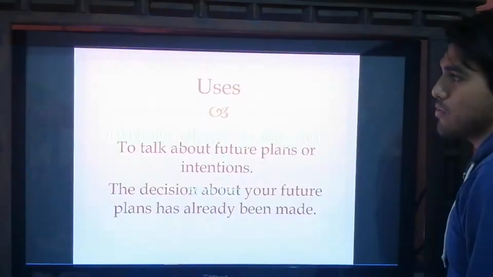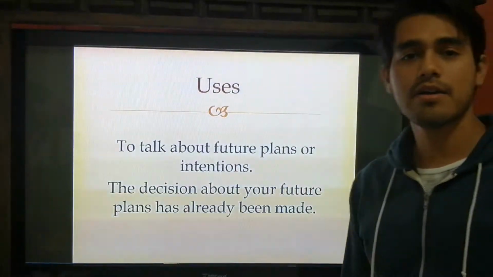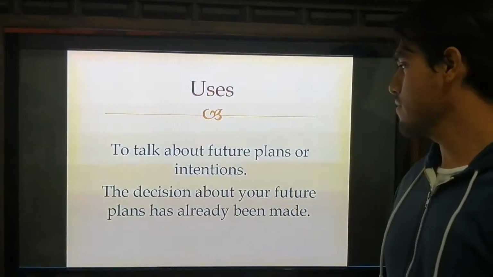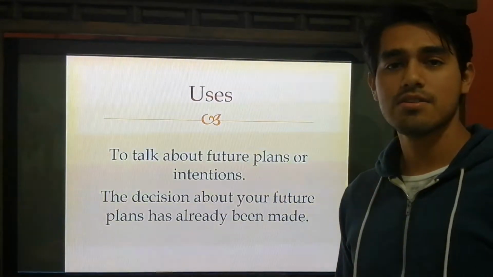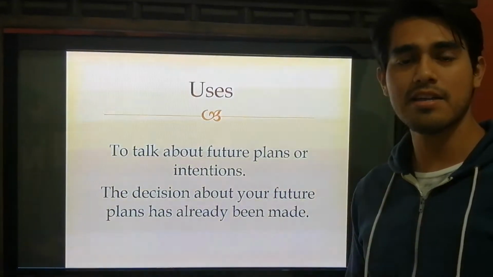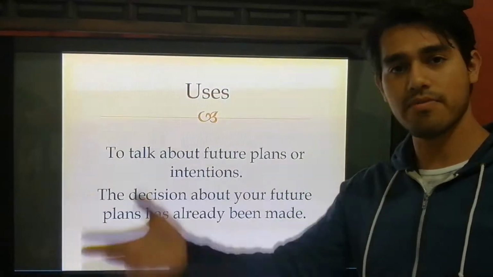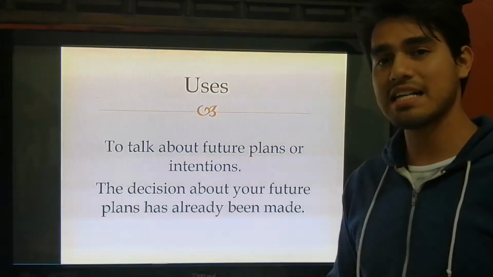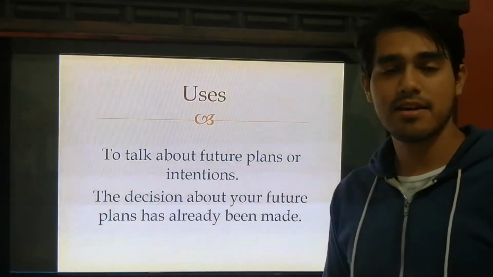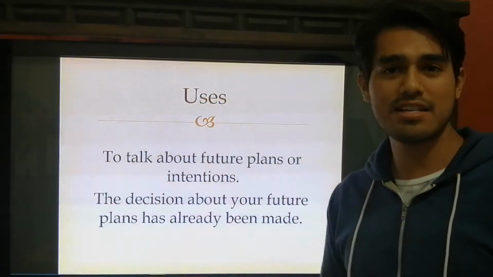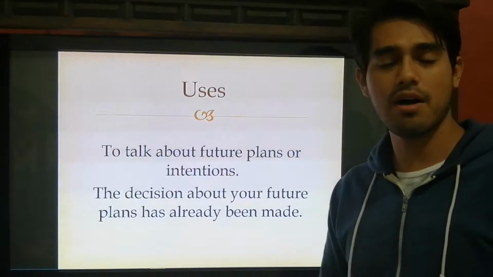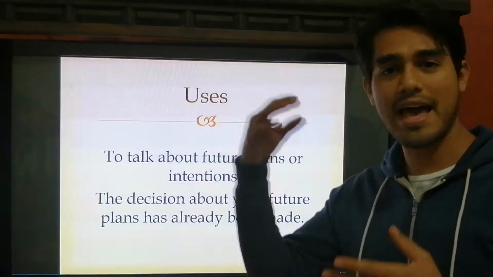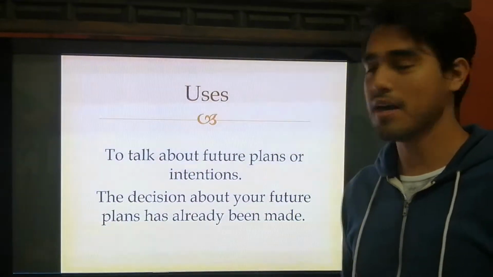So this is really easy, but first I want you to look at the uses. We use going to when we talk about future plans or intentions, something that you have already planned that you're going to do in the future. The decision about your future plans has already been made. This is something that you have already organized in your timeline, already in your to-do list. So it is pretty sure that it's going to happen in the future.